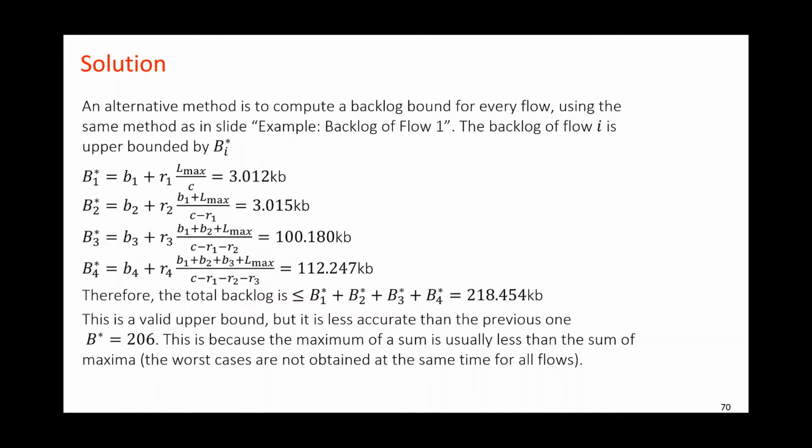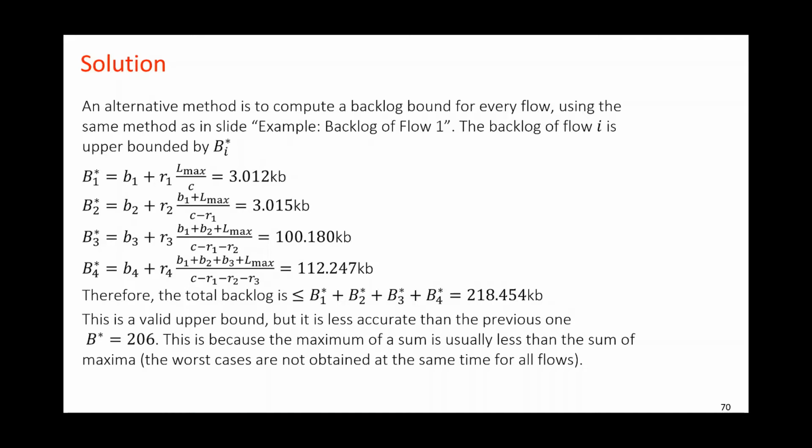We could have thought of an alternative solution because we were able to compute a service curve guarantee for every flow. We did that for delay. Right? We did it for flow 1, flow 2, and flow 4 in the quiz.